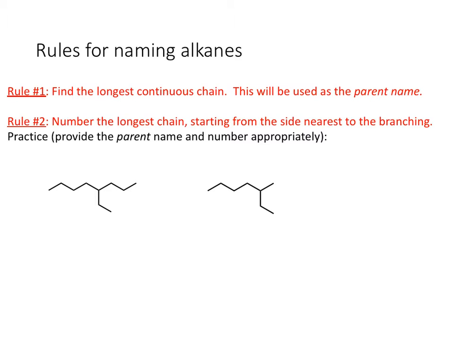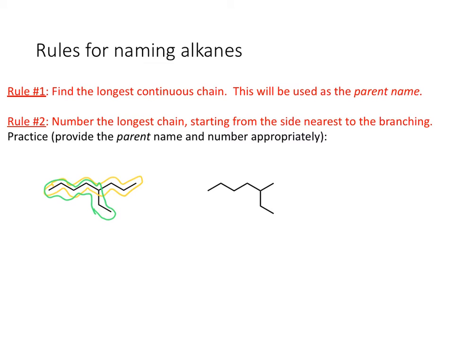So rule 1 is that you want to find the longest continuous chain, and this will be used as the parent name. For example, if we look at this molecule on the left, the chain I just highlighted in yellow has 1, 2, 3, 4, 5, 6, 7, 8 carbons. But there's another chain you could have looked at if I went down here. If I start here, that would be 1, 2, 3, 4, 5, 6, 7 carbons. So the chain that I circle in green has 7 carbons. The chain that I circle in yellow has 8 carbons. Between those two, I want to choose the one that has more carbons. So my yellow chain is going to be my parent chain.